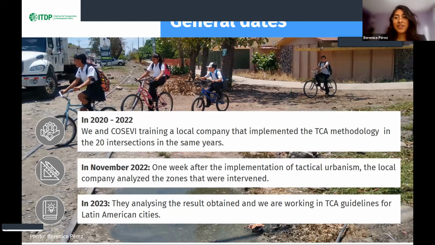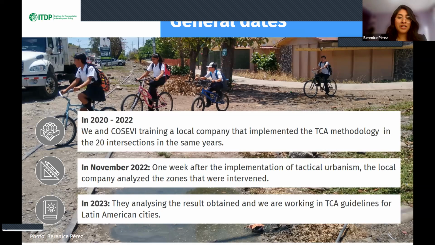In other information, for example, in 2020 and 2022, we and COSEBI trained a local company that implemented the TCA methodology in these training intersections. We worked with COSEBI to have these workshops with the local company. We made a methodology to learn this traffic conflict analysis methodology. So it was very useful for us, also because we start to be experts in the topic.